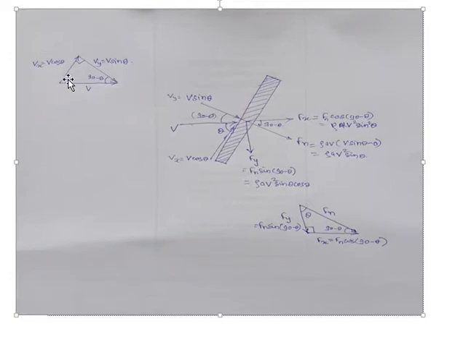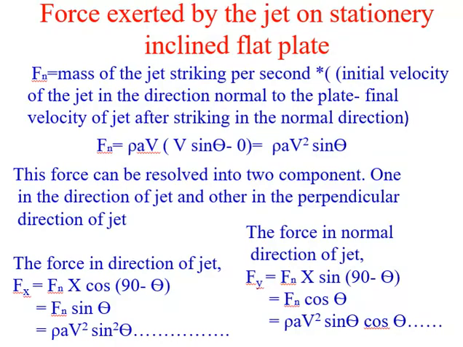This is theta and this is the component v cos theta, and this is another component v sin theta. In other words, v cos(90 minus theta) means v sin theta, and v sin(90 minus theta) means v cos theta. Okay, got it?